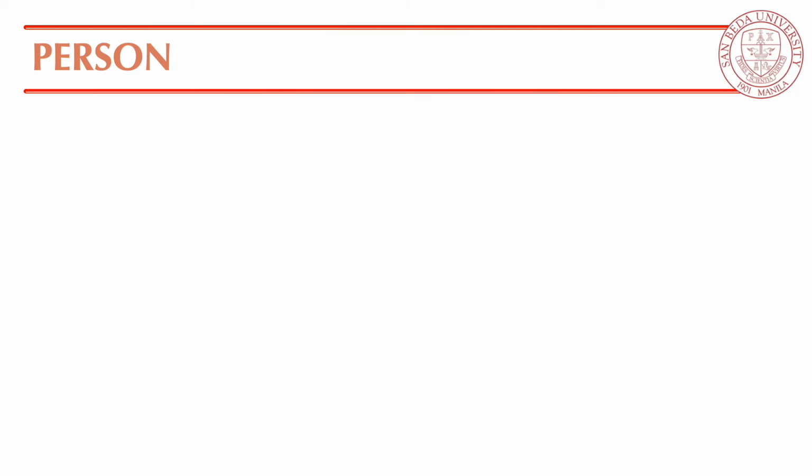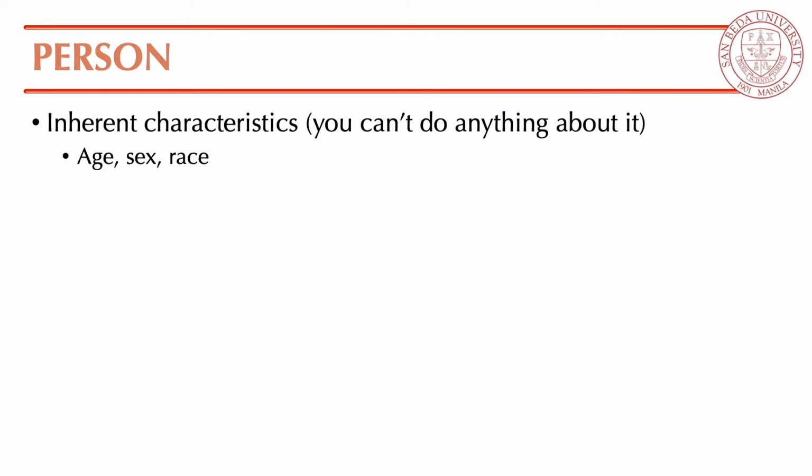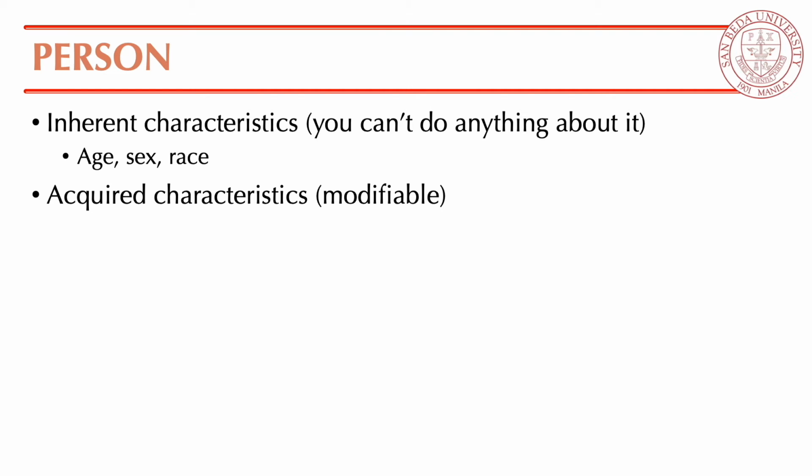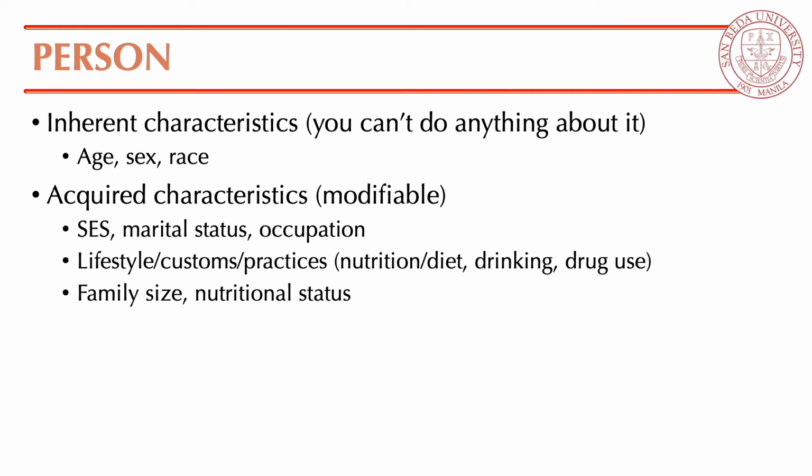Again, let me go back to the concept of descriptive epidemiology, which involves searching for patterns by examining characteristics of person, place, and time. Personal characteristics can include inherent ones such as age, sex, and race, and are generally non-modifiable. Personal characteristics that are modifiable, on the other hand, are typically characteristics that are acquired as one grows older, and include the following.